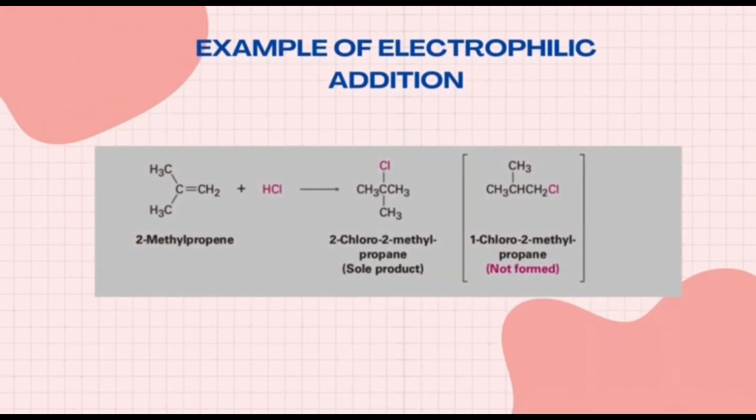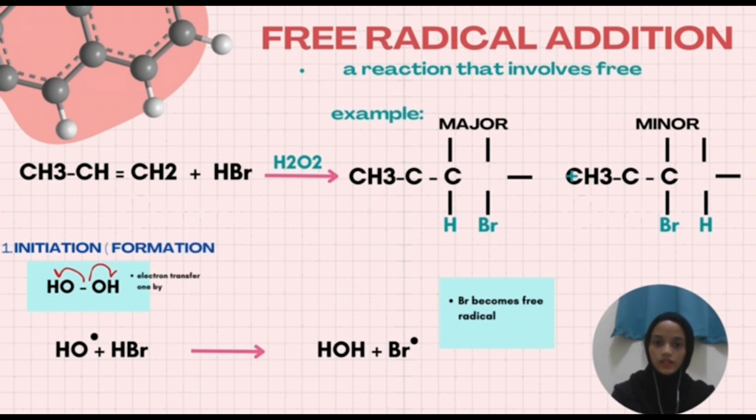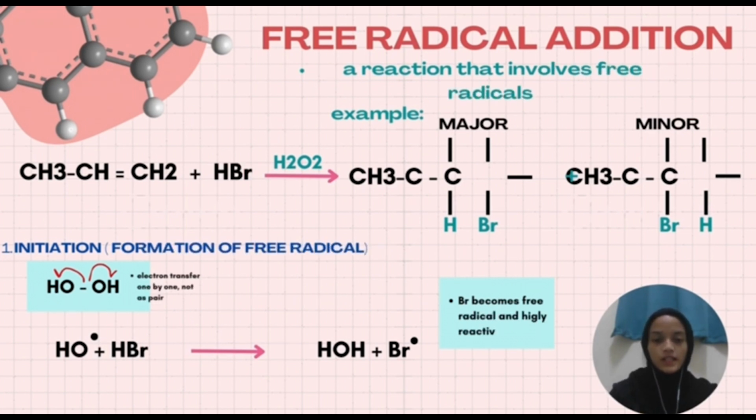Here is one example of the electrophilic addition, when 2-methylpropene is added with hydrochloric acid. Another addition reaction is the free radical addition, which involves free radicals. In the previous reaction, we need to follow Markovnikov's rule to get the major product, which stated that the H atom will be attached to the carbon with fewer alkyl substituents. But in this reaction, it will differ from Markovnikov's rule.